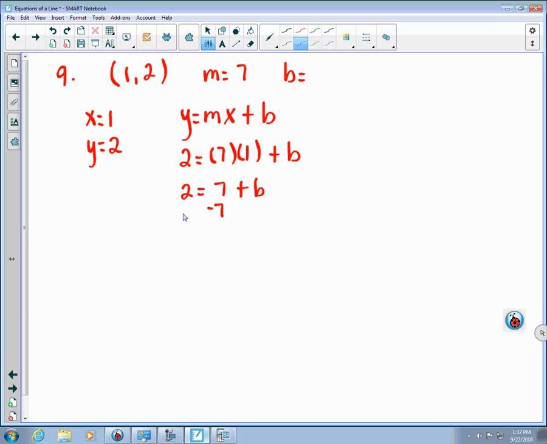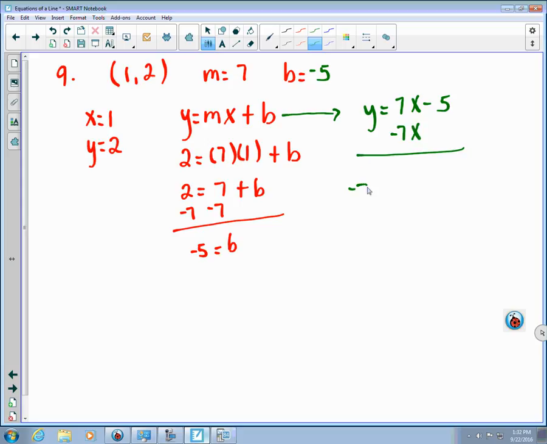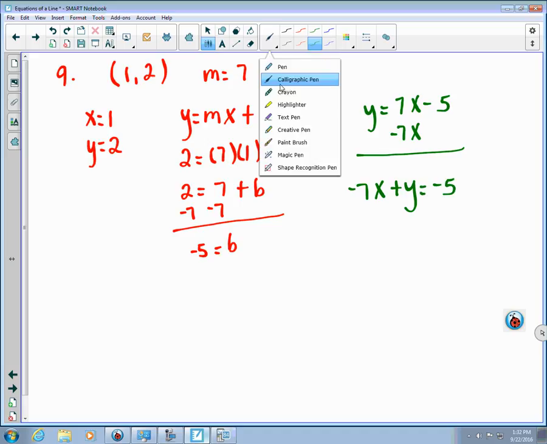Take away 7, right? So b equals negative 5, right? So I got my negative 5 over here. Now I need to go back to mommy equation, y equals mx plus b, slope intercept, and only substitute the m and the b. So y equals 7x minus 5. Now I want it in standard form, which means the y and the x need to be together. So I am going to say minus 7x. So minus 7x plus y equals negative 5. There you go.